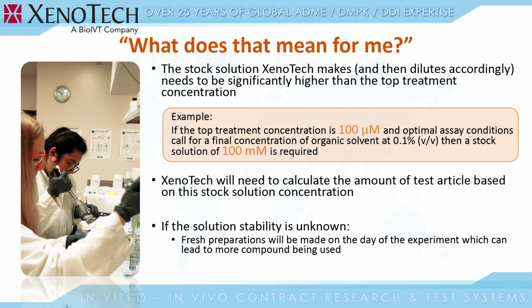So what does that mean? It means that the stock solution that Sekisui XenoTech makes and dilutes down from needs to be significantly higher than the top treatment concentration. For example, if you have a 100 micromolar top treatment concentration, but we only want our organic solvent to be at 0.1%, then we need to make a stock concentration of 100 millimolar. That's where the test article requirement comes in. We're not making 100 micromolar, we're making a 100 millimolar solution. That's what we calculate the amount of test article based on.